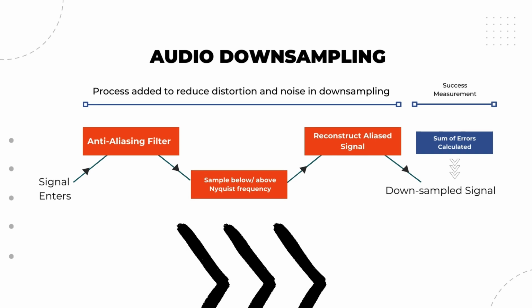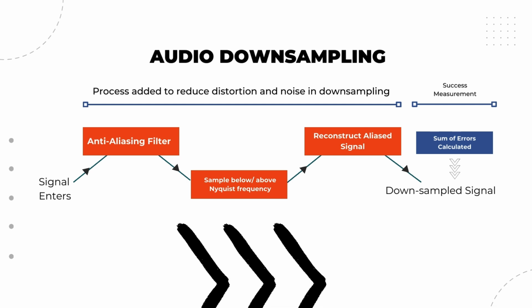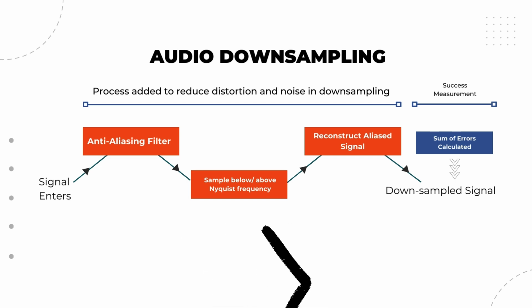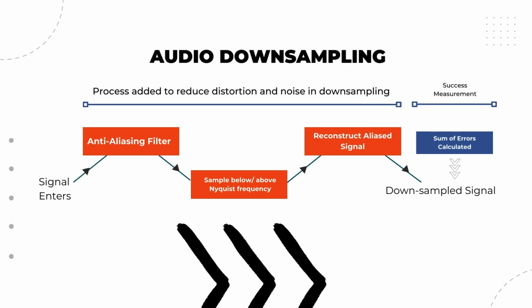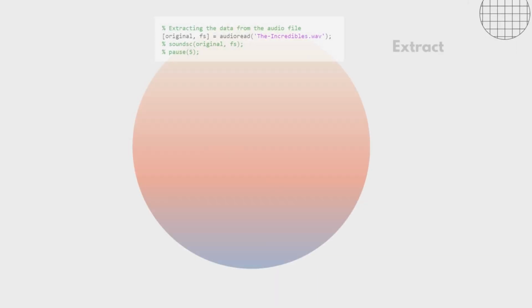The audio downsampling process involves several steps. First, we sample the audio below or above the Nyquist frequency. Next, we use an anti-aliasing filter to control the frequency range. Then, we reconstruct the alias signal and calculate the sum of errors to reduce distortion and noise. This process ensures a higher quality downsampled audio signal.